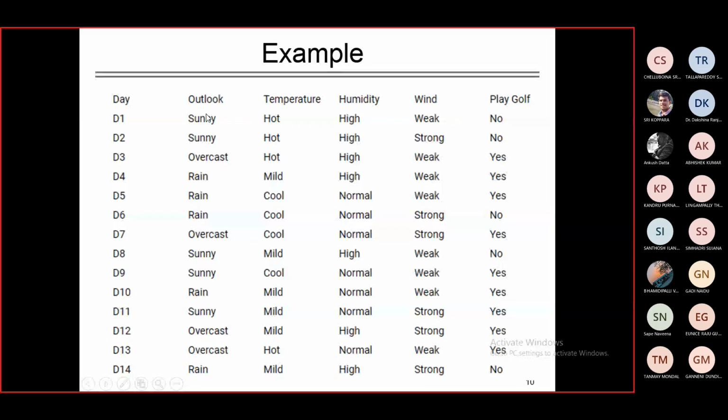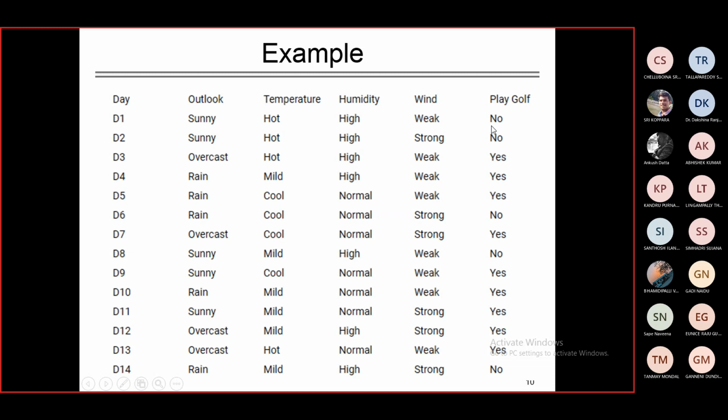Okay. And here we have to take the decision whether, on a particular day, if the outlook, temperature, humidity and wind are found to be some particular condition, then whether we should play golf or not. In this data set, we have two different decisions, two different outcomes.